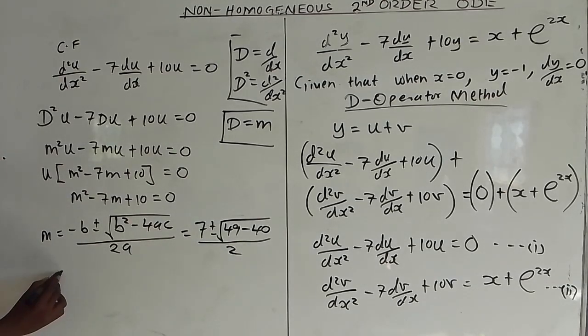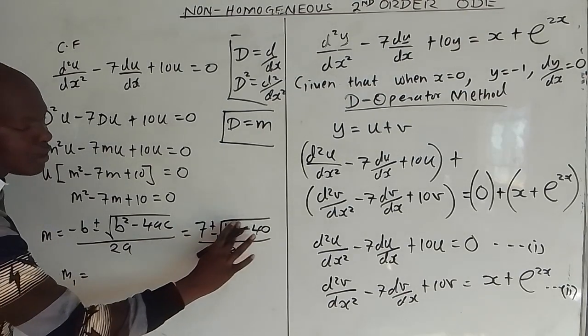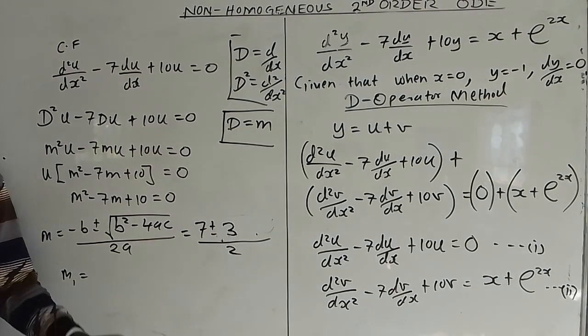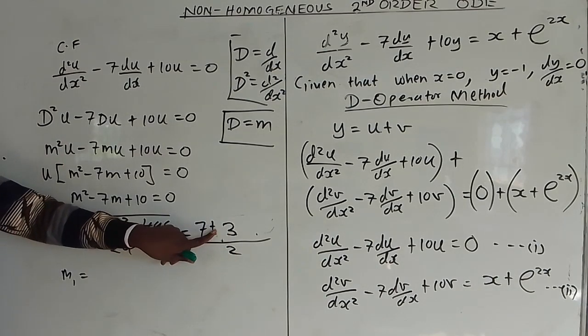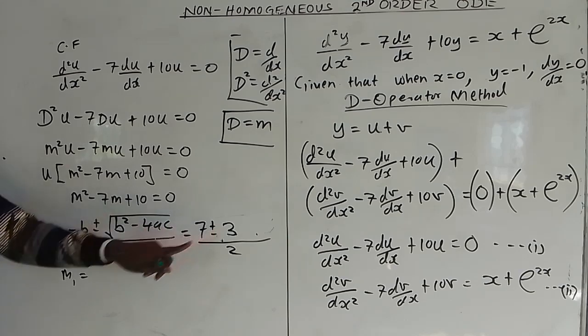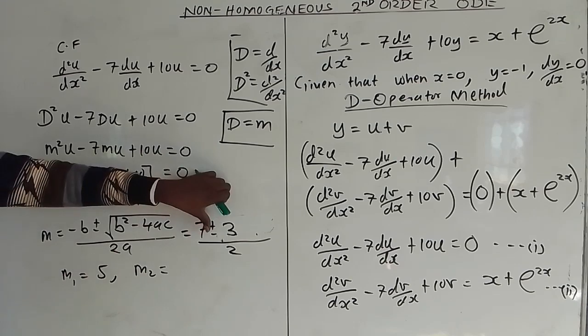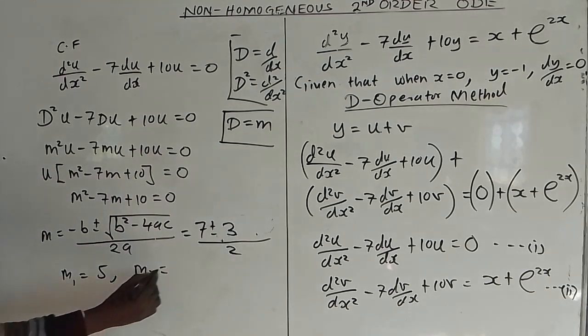So you will find the first solution of m: 49 minus 40 is 9, isn't it? The square root of 9 is 3. So the first solution of m, which is m1, you take the negative sign. You have 7 plus 3, isn't it? 10 divided by 2 is 5. Then the second solution of m, which is m2, you take the positive. So 7 minus 3, 4 divided by 2 is 2.